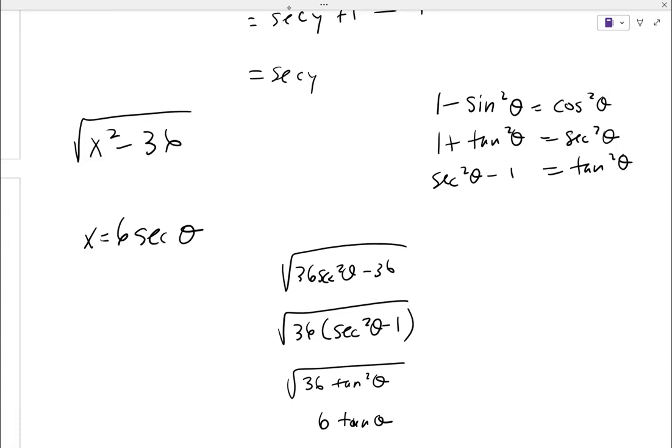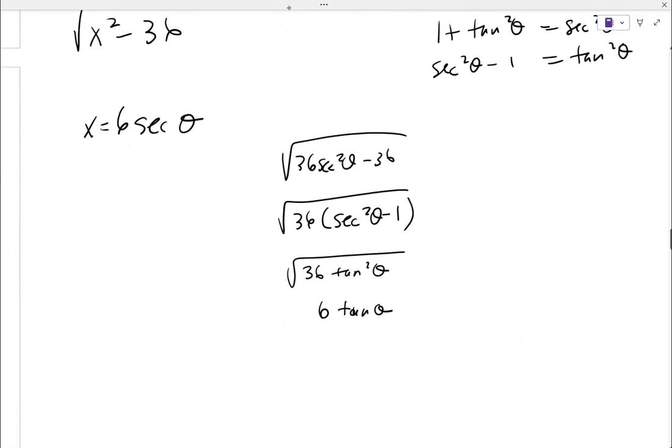So I see variable squared minus constant. So I need to use secant. The second piece is making sure I can factor out the appropriate constant. Okay. So let's look at the other problem that was on there, which had square root of 4x squared plus 9.